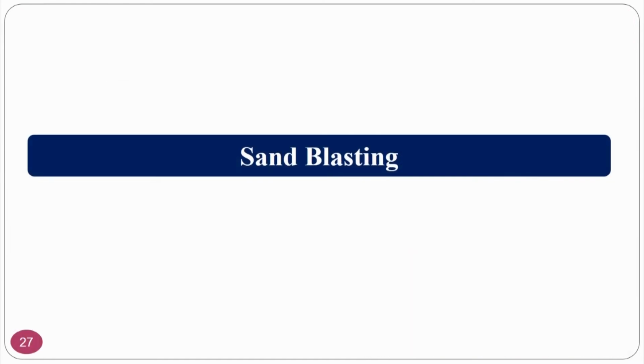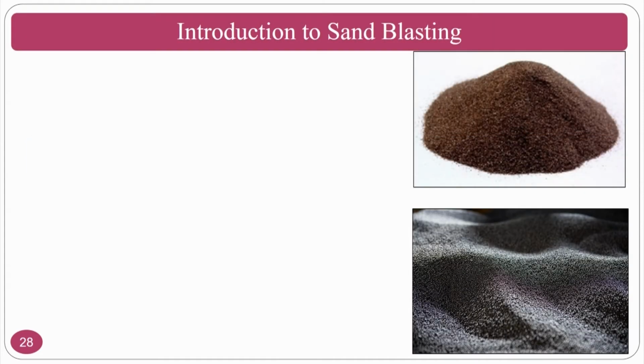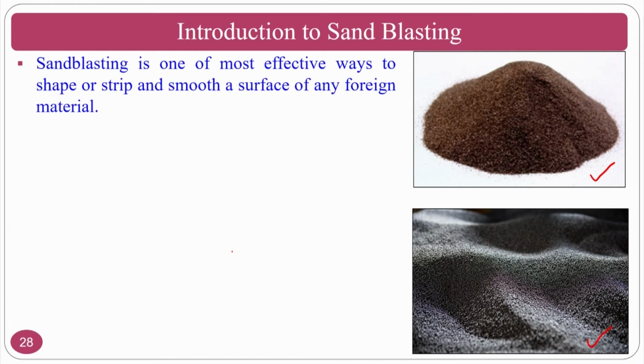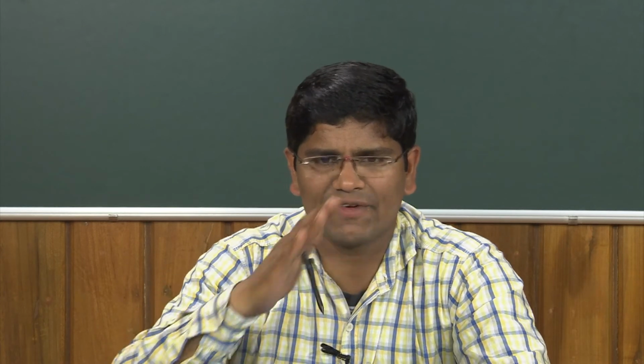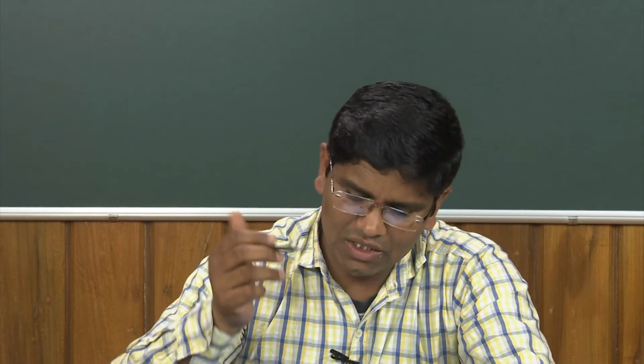Now we move on to sandblasting. Sandblasting is one of the mass production processes. If you see sandblasting, it normally uses sand particles, which are seen here. Sandblasting is one of the most effective ways to shape or strip a smooth surface of any foreign material. Normally, if there is a big cast product and I want to remove some casting layer from its surface, you can use sandblasting.